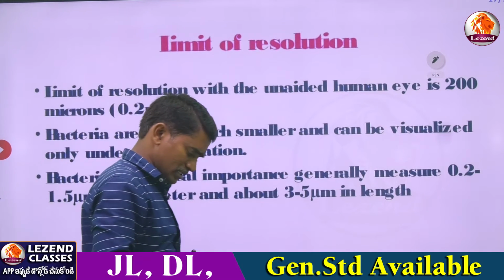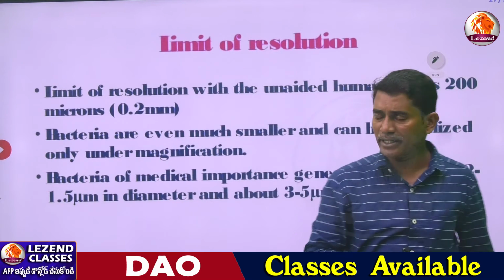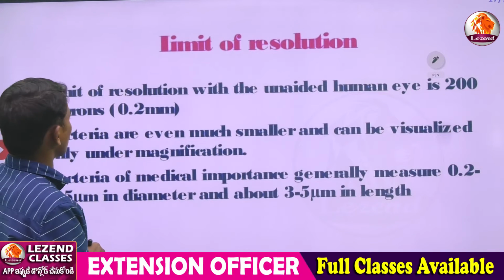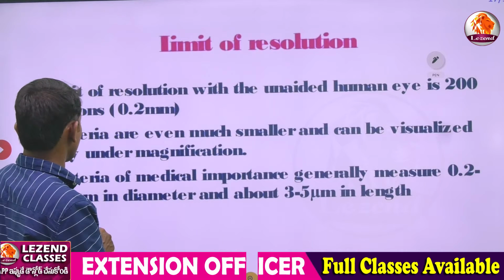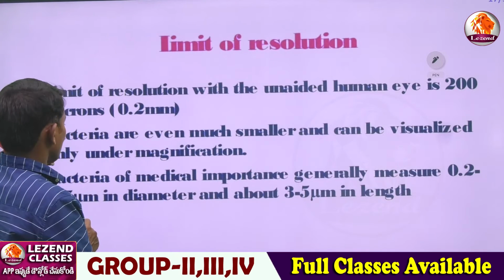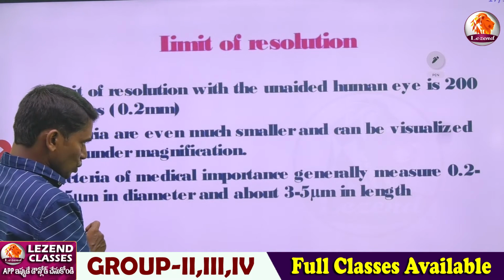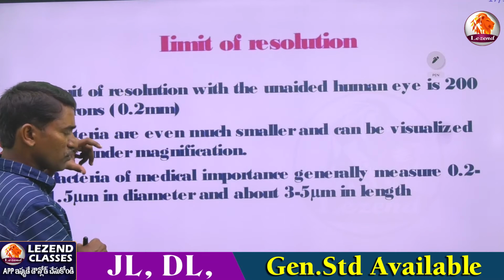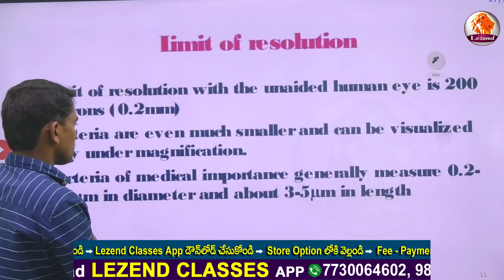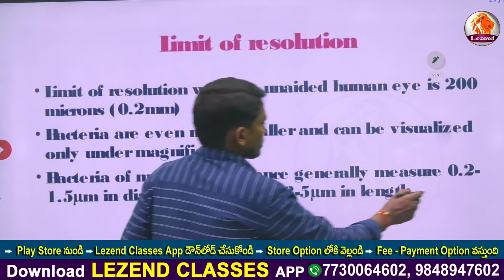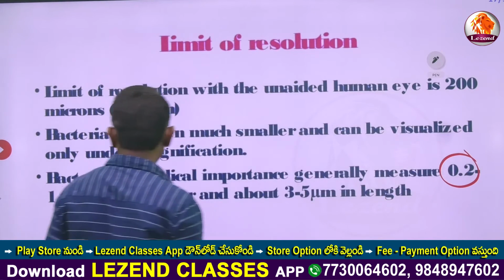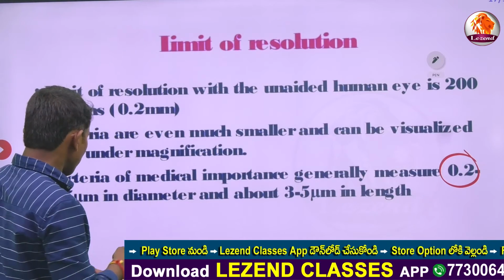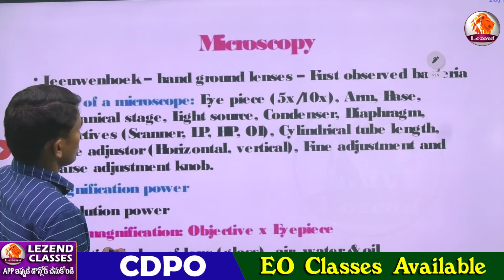Thiomargarita namibiensis was the largest bacteria. Pleuropneumonia-like organism, PPLO, is the smallest one when it comes to size. So these bacteria are usually minute, microscopic. Therefore it requires some microscope-like instrumentation for visualization itself. Usually they measure from 0.2 to 0.5 microns in diameter.